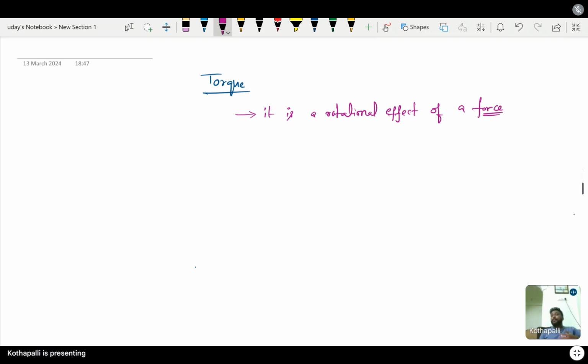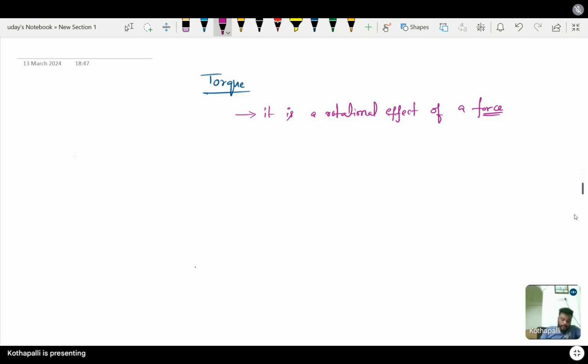Another name of torque is couple of force. Couple simply means a couple of forces, because without a second force holding or supporting the body, we cannot rotate the body. There must be another force supporting the body in such a way that one more force can rotate the body. Remember this point. So that's why we also call it a couple or couple of force.